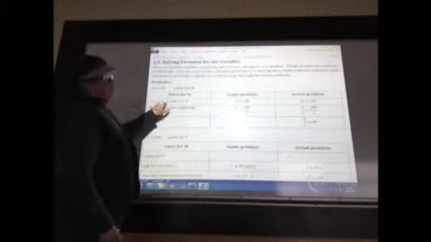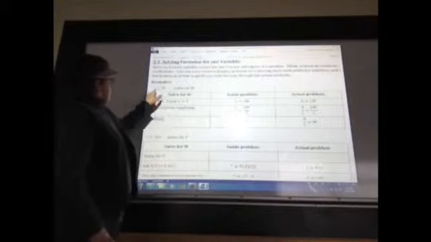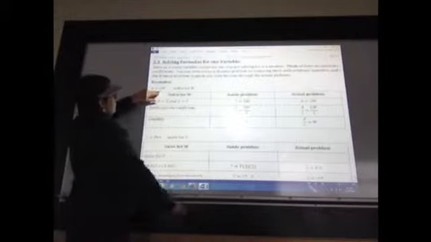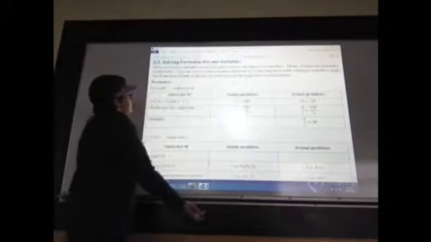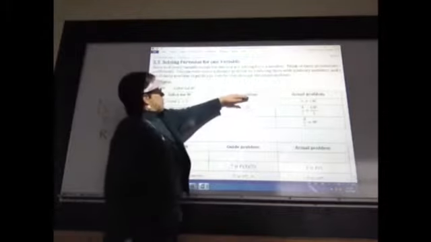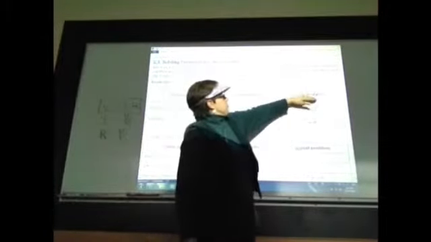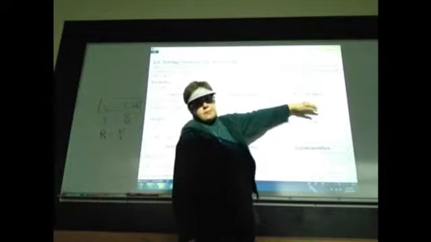And so I then substitute, where there's an A, I put the 3 here. Where there's an L, I put 5 there. So now I'm creating my guide problem. My actual problem is A equals L times W.